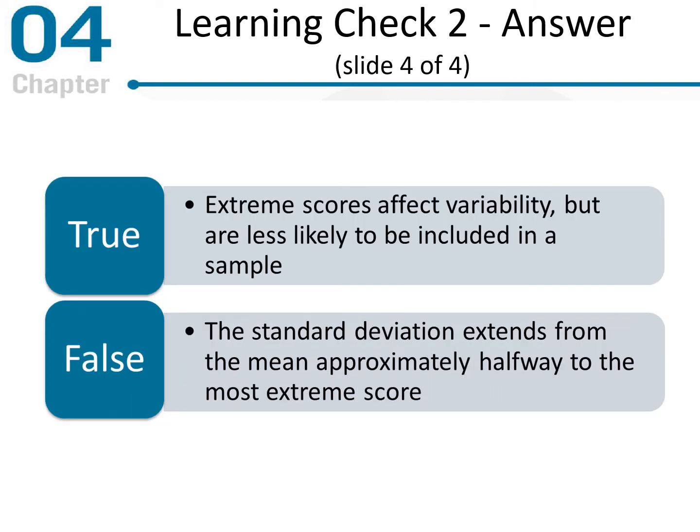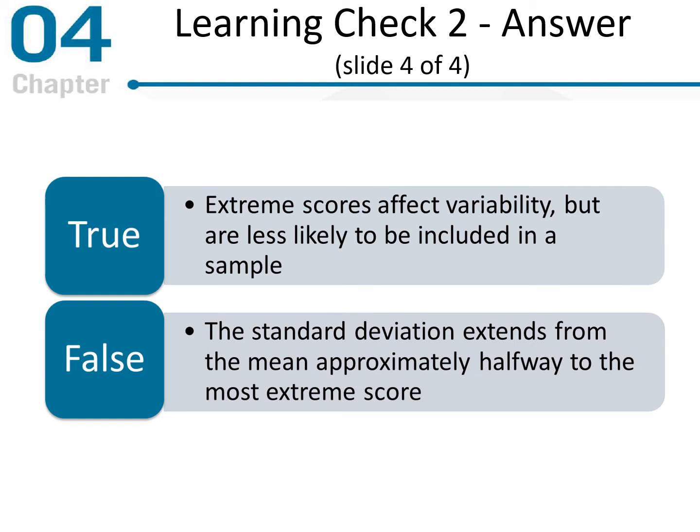So obviously the sample is less variable than the population, and the standard deviation is about halfway. So if you want to compute the standard deviation, you could take the halfway point between the mean and the most extreme score, and that's going to give you an approximation. Now, don't do that if you're asked to calculate the standard deviation.